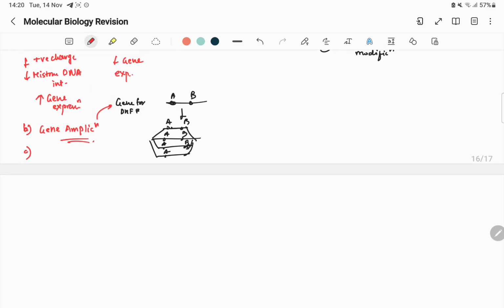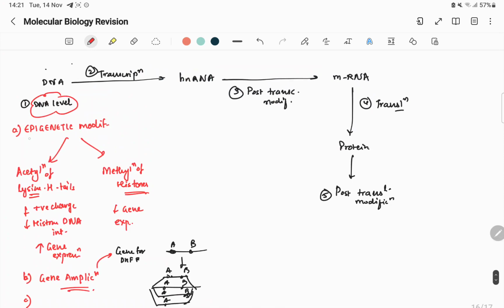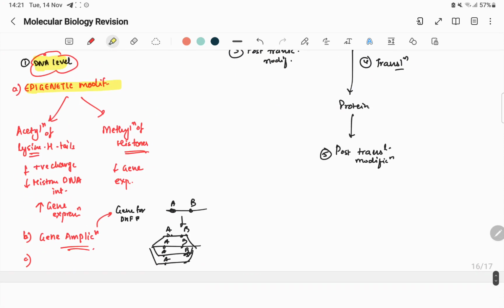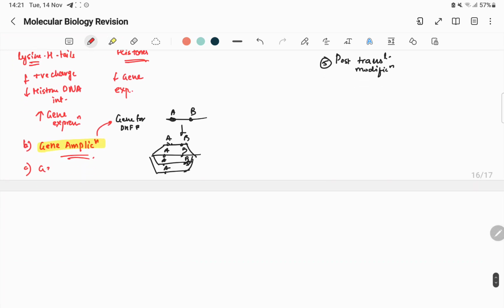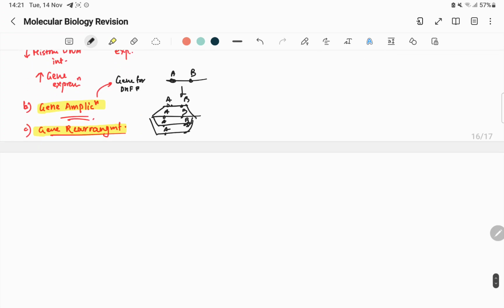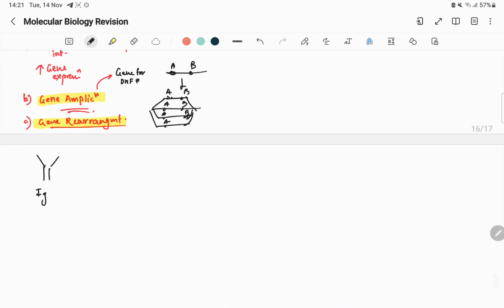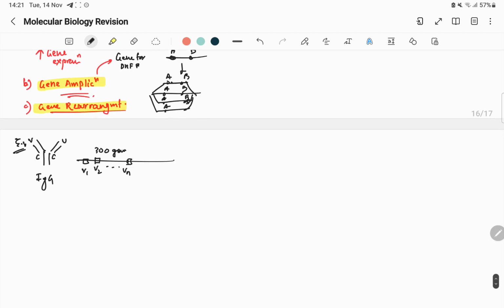Then let's talk about another modification which occurs at the DNA level only. So epigenetic modification, gene amplification, and another one is called gene rearrangement. What is gene rearrangement? You can just get an idea with this immunoglobulin IgG. This is your variable region, constant region, variable region, constant region. From V1, V2, like this you have around 300 V genes.